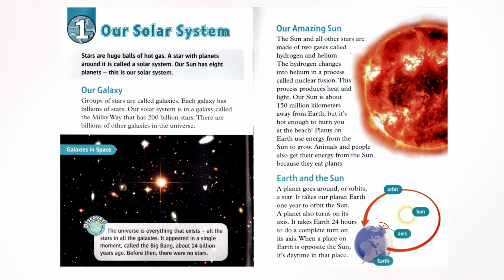Plants on Earth use energy from the sun to grow. Animals and people also get their energy from the sun because they eat plants.